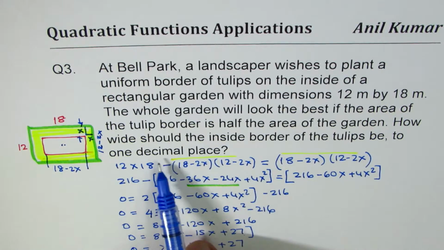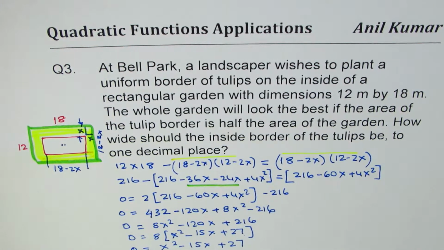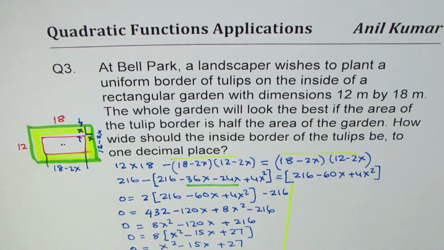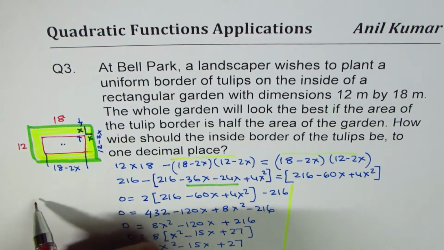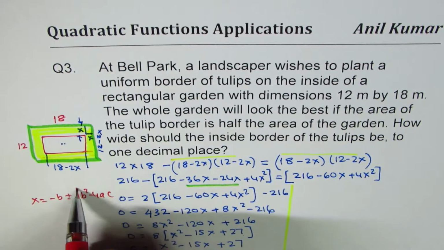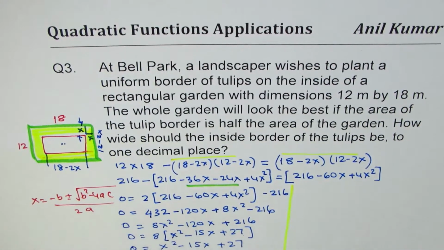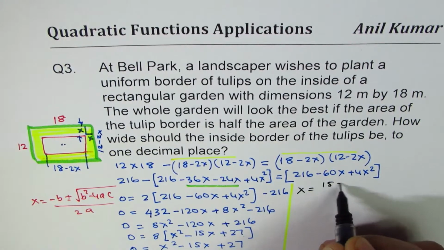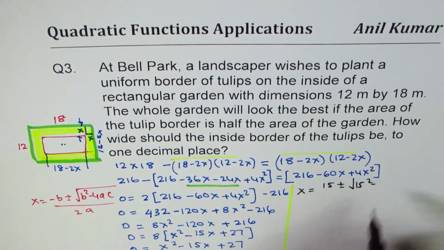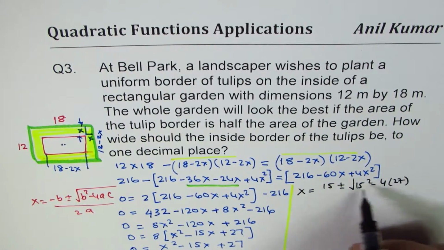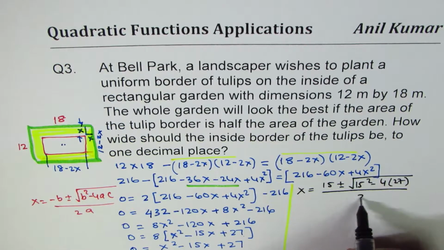It says you have to answer to one decimal place. We'll apply the quadratic formula to solve from here. So the quadratic formula is, let's write down, x equals minus b plus minus square root of b squared minus 4ac, divided by 2a, correct? So that gives us x equals minus b, which means 15, plus minus square root of 15 squared minus 4 times a, which is 1, times c, which is 27, square root, divided by 2.